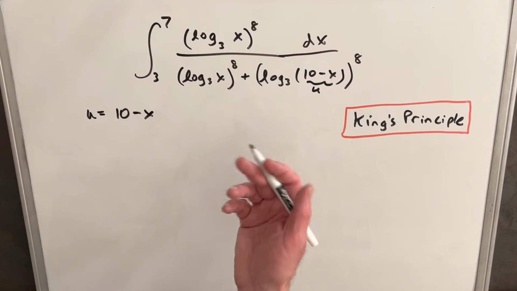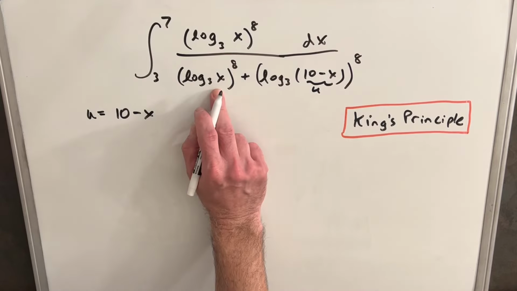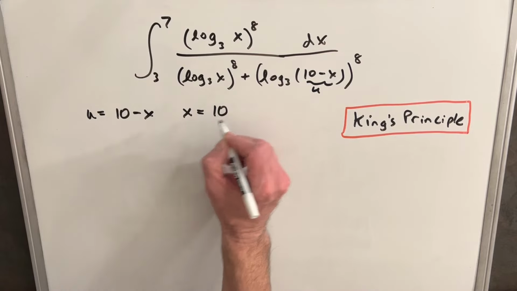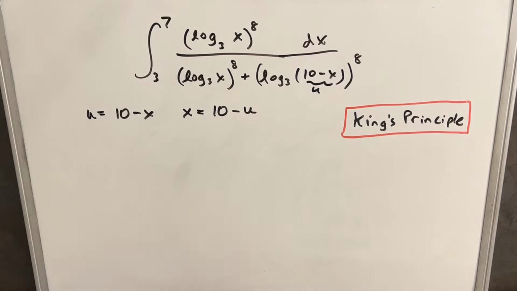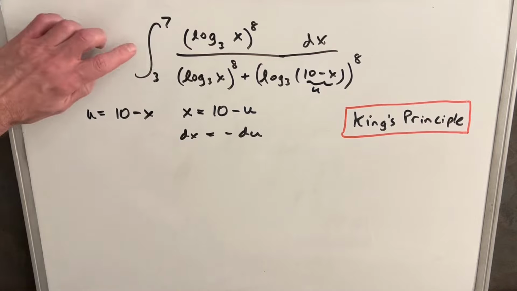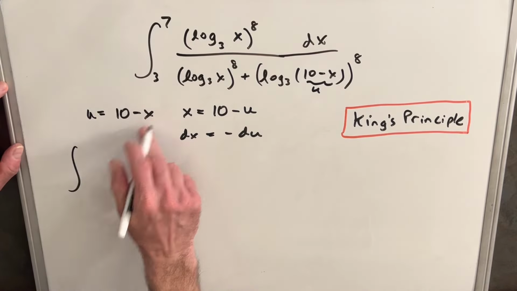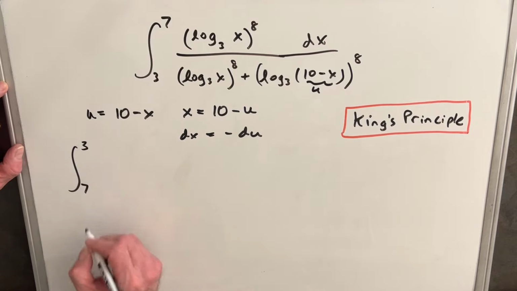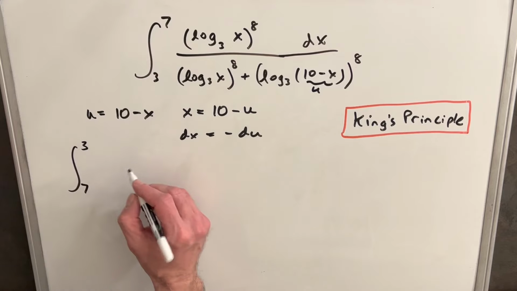But then you might think, okay, that's going to make it more complicated, because we simplify this piece, but we make this more complicated. That's kind of true, because rearranging this, x is going to be 10 minus u, and then our dx is going to be minus du. Then for our bounds, they're going to switch. Plugging 7 in here, we get a 3, and plugging a 3 in here, we get a 7. So we just flip the bounds, and that's what happens in these problems.